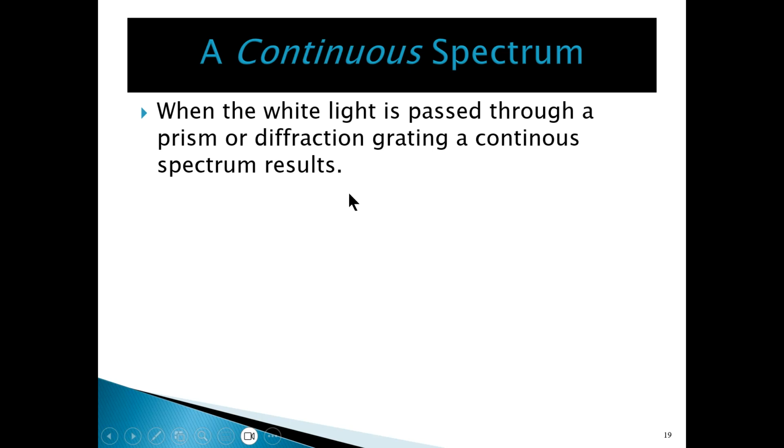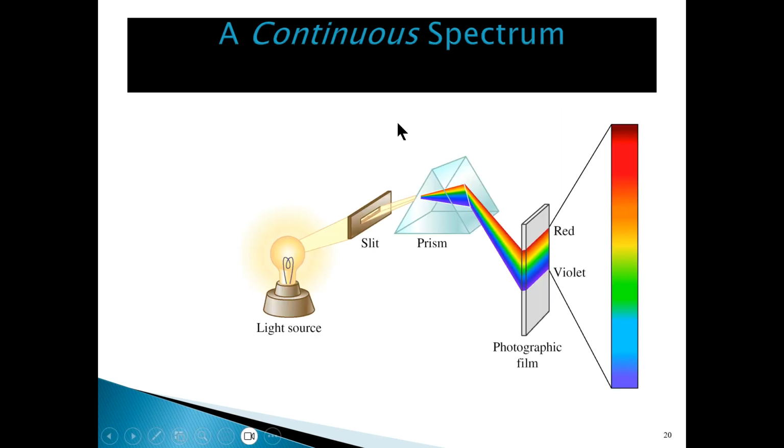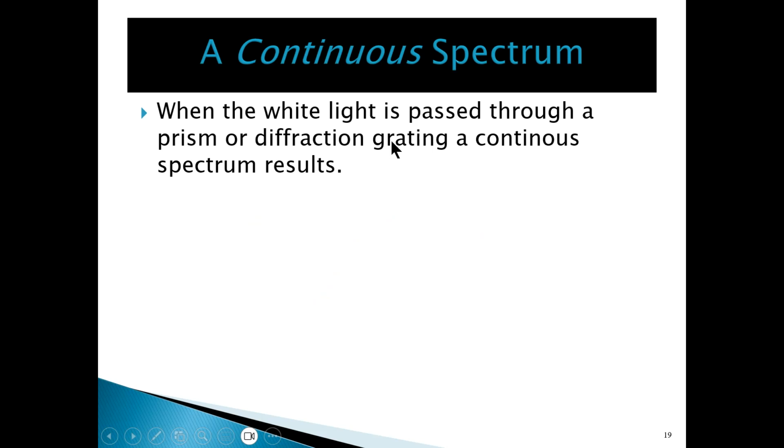So in order for us to understand this particular model, we have to go to something that is observed when white light is split up into different colors, right? So as stated here, white light, if it's passed through a prism or another thing known as a diffraction grating, then you end up with what is called a continuous spectrum.